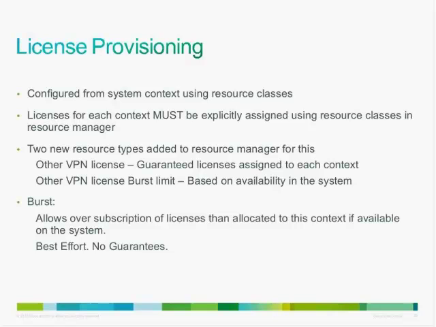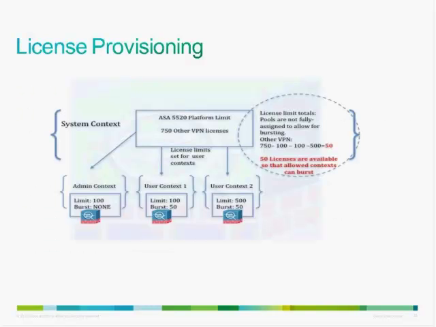Just to give you a better understanding of what this means, I'll give you an example. This is an example with the ASA 5520 platform, which has 750 Other VPN licenses as per the 5520 limit. You can see that there are three contexts: the admin context, user context 1, and user context 2. I'm splitting the licenses here as 100 for the admin, 100 for user context 1, and 500 for user context 2, which is a guaranteed license for each of these contexts.